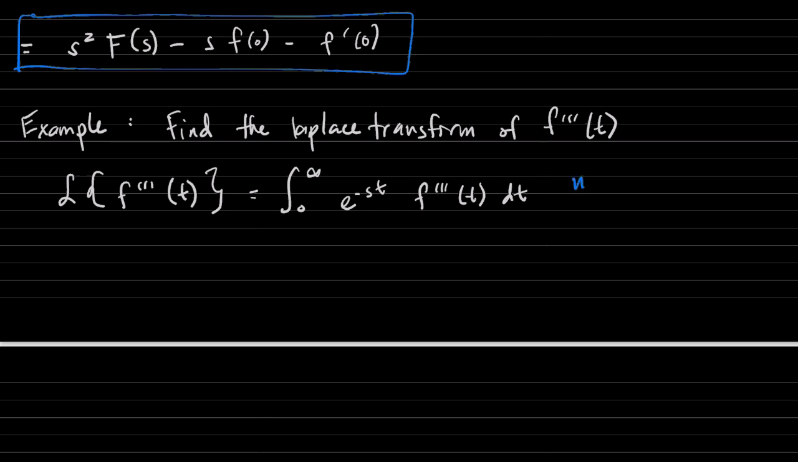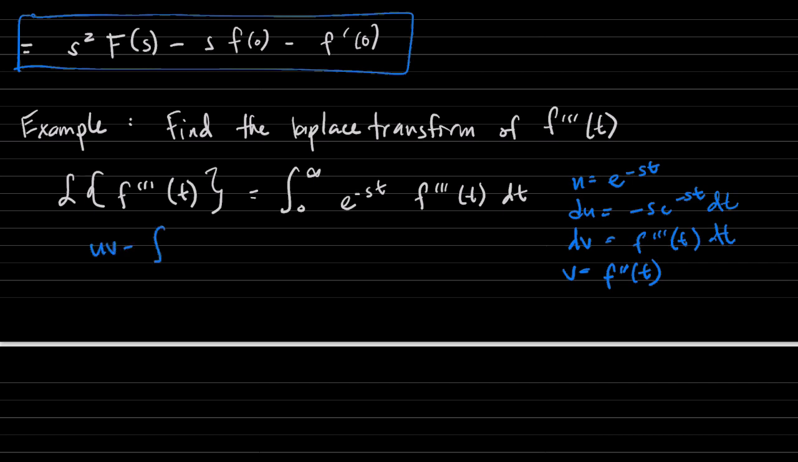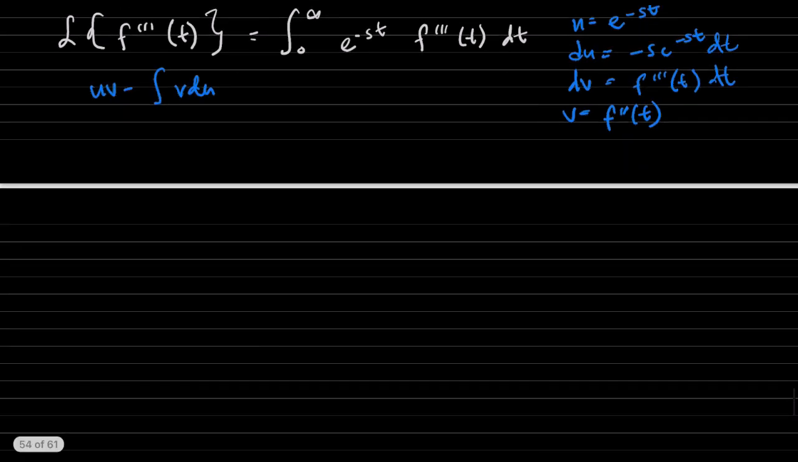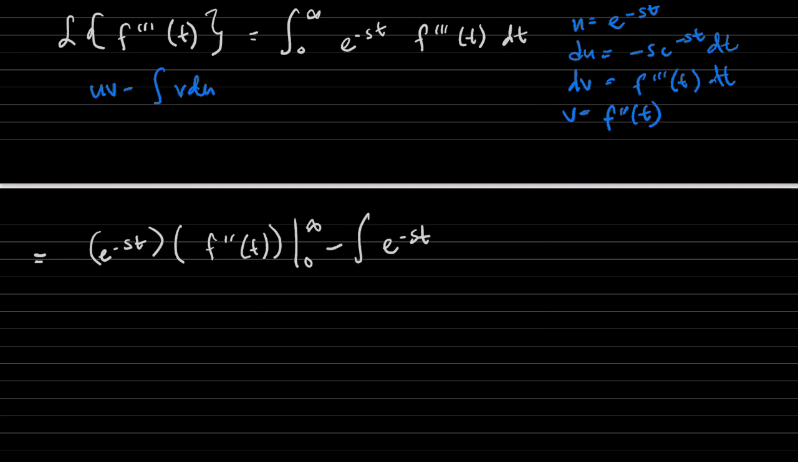Again, yung u natin ay equal sa e raised to negative st, and du is equals to negative s e raised to negative st dt. And yung dv is equals to f triple prime of t dt, and yung v, since once na tayo mag-integrate, f double prime of t. Okay? So, i-plug in natin siya sa definition ng integration by parts, which is uv minus integral ng v du. So this becomes uv, so e raised to negative st, and v is equals to f double prime of t, again evaluated from 0 to infinity, minus integral of v du. So yung v natin is equals to f double prime of t times du, negative s e raised to negative st dt, again from 0 to infinity.